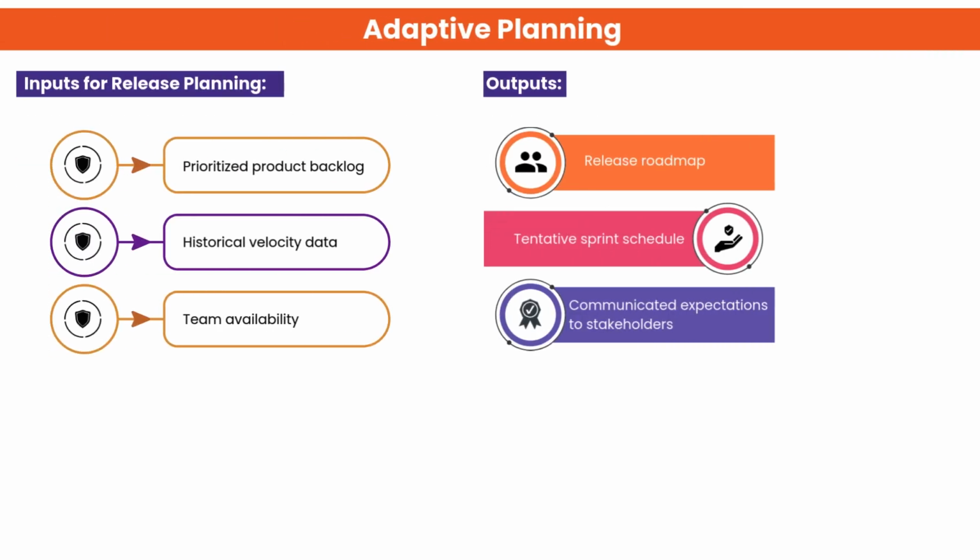Release planning uses backlog priorities, past velocity, and team availability. It produces a release roadmap, a rough sprint schedule, and clear expectations for stakeholders. It helps align near-term work with long-term goals and keeps everyone on the same page.